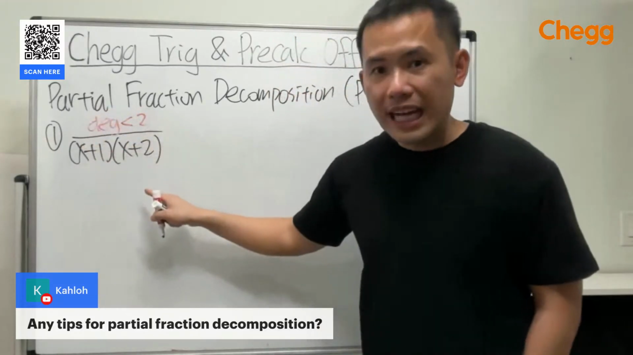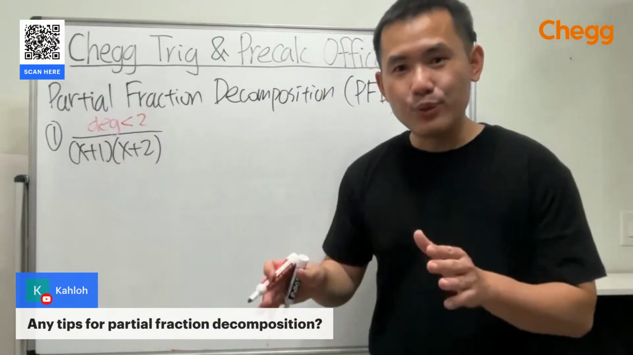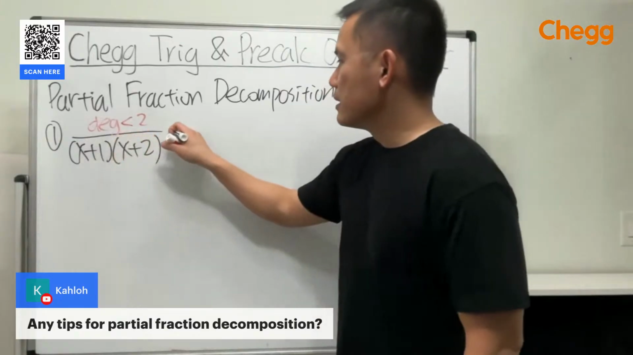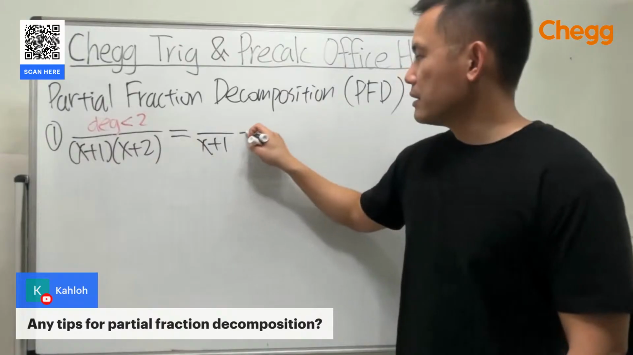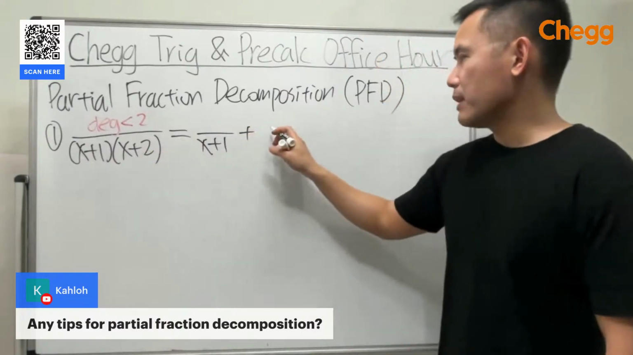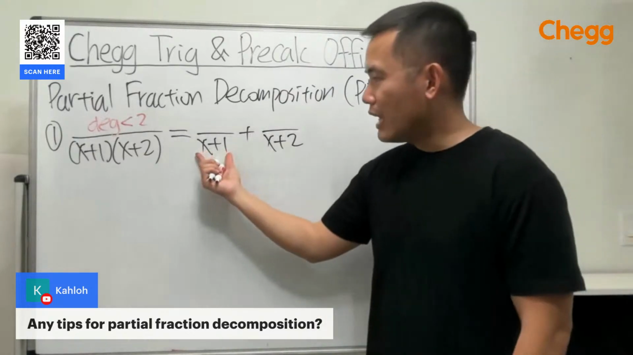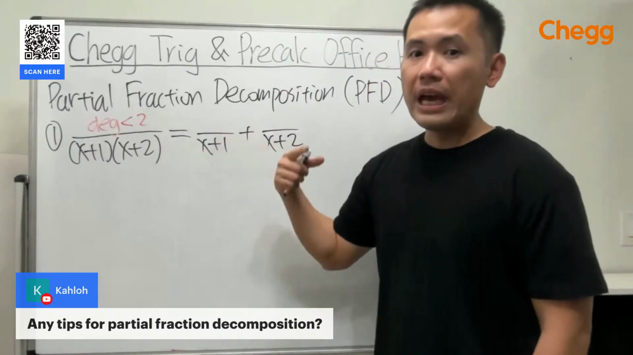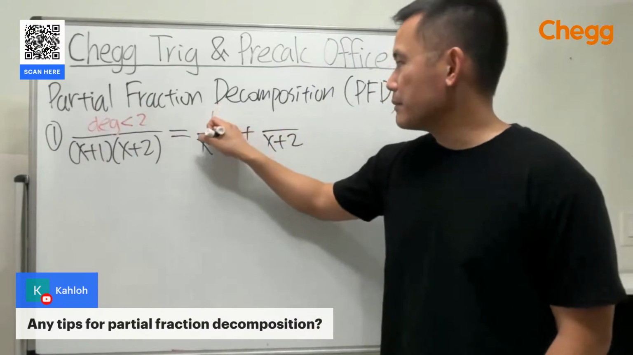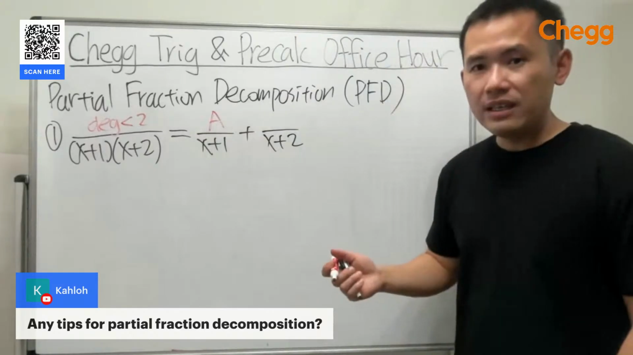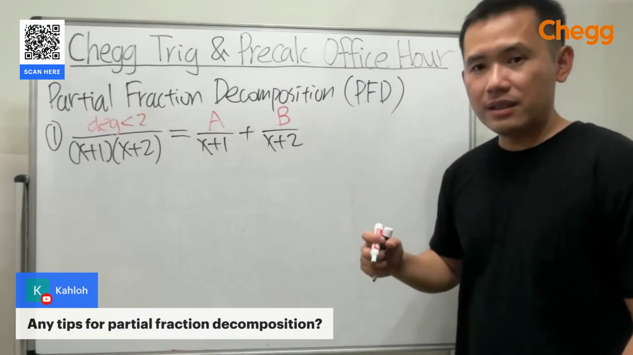If the degree on the top and bottom are equal, you have to do polynomial long division so that can reduce the degree. Anyways, here, the first fraction will have x plus 1 on the bottom, and the second fraction will have x plus 2 on the bottom. Now, when you have a linear, then the top is just going to be a constant. It's going to be 1 degree less than the bottom. So the top is just a constant. We put it as a. For this one, same thing, but it will be a different constant most likely.